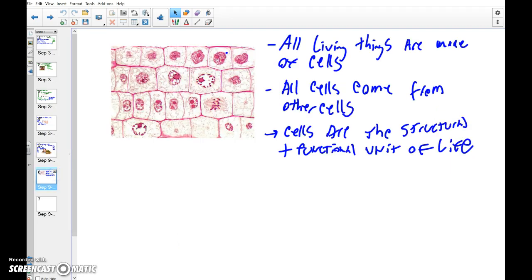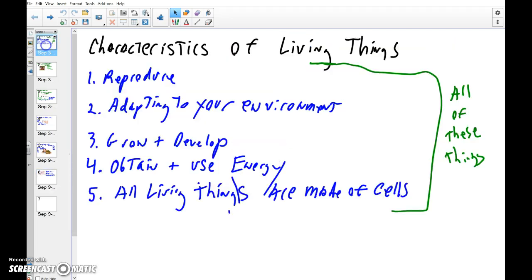Most fundamental thing about all living things is that they are made of cells, and everything in a living organism that does a job is because of the cells. So again, I want to remind you, we have 5 characteristics of life: reproduction, adaptation to the environment, growth and development, the ability to obtain and use energy, and being made of cells. If you have all 5, you are alive. If you do not, if you are missing even one, you are not a living thing.